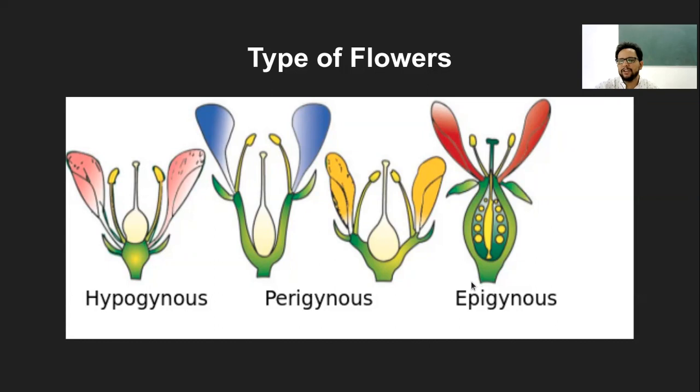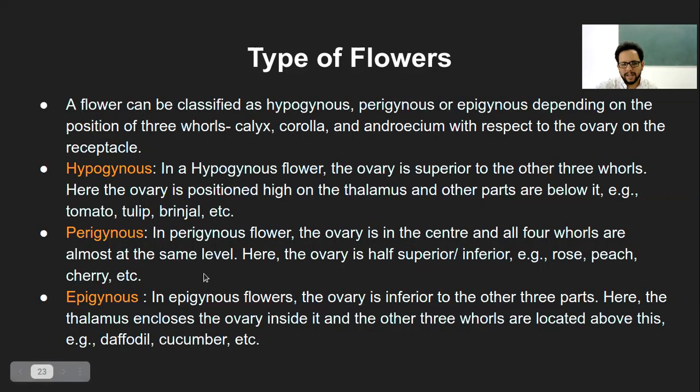And epi means on the top. So the ovary is at the bottom and all the other parts of the flower are on top of this particular ovary. That is epigynous. The examples of hypogynous are tomato, tulip and brinjal. Perigynous, your rose, peach or cherry type of plant, they are perigynous. And in epigynous, daffodil or even cucumber, these are your epigynous.